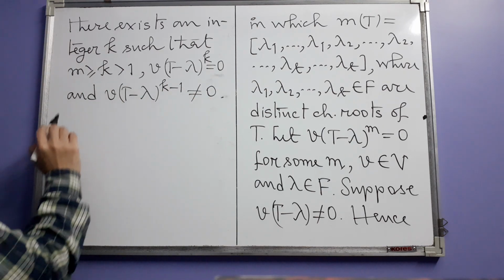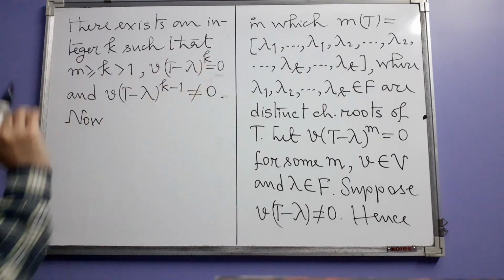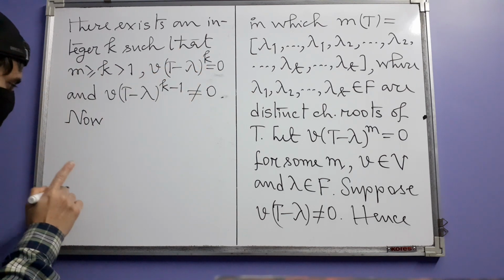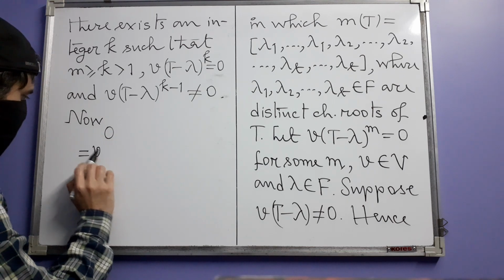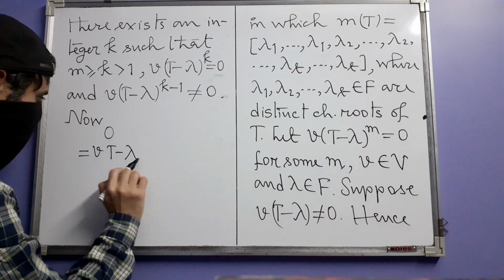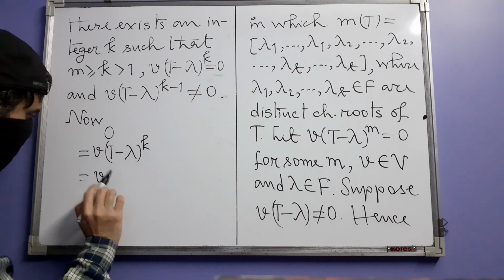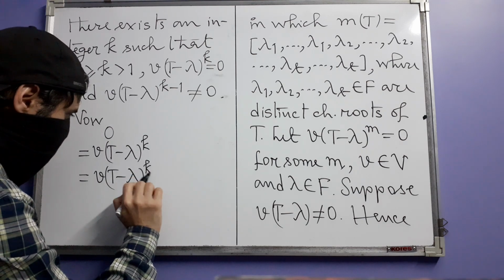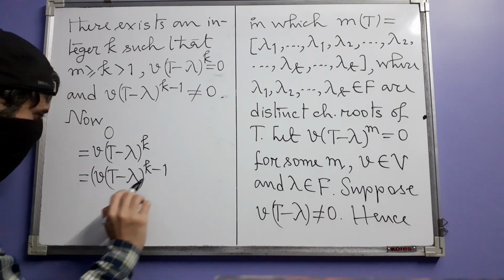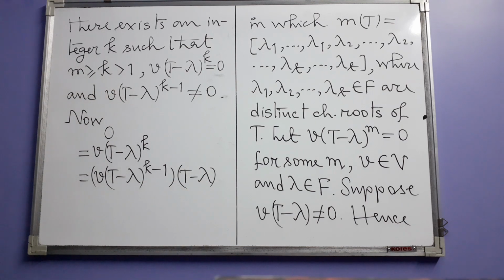Okay. Now we are going to get something from these two relations, namely this. 0 is this, which you can also write like this. On this we apply t minus lambda, and in fact that gives us this, obviously.